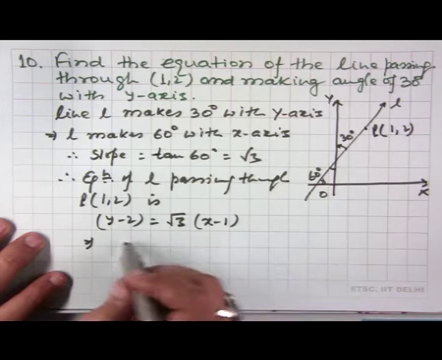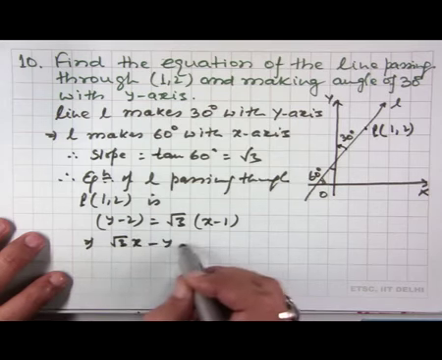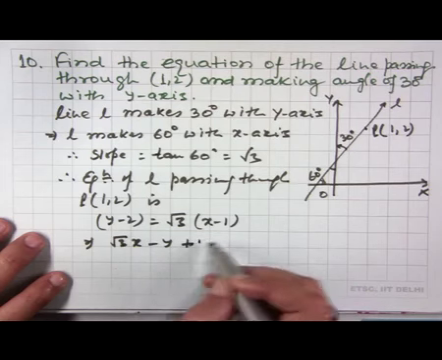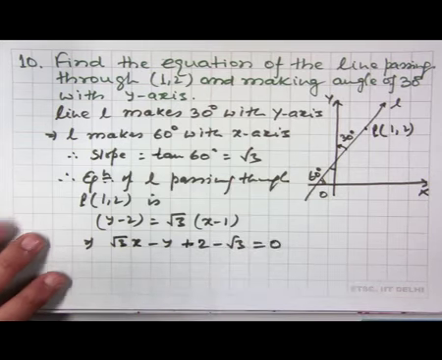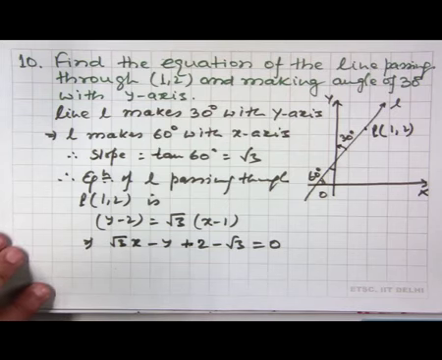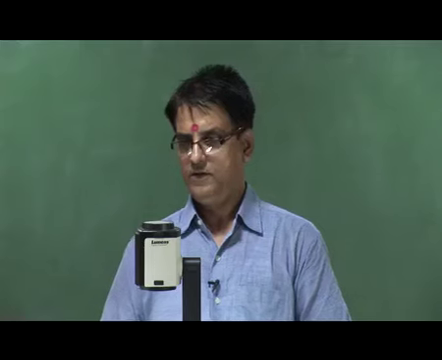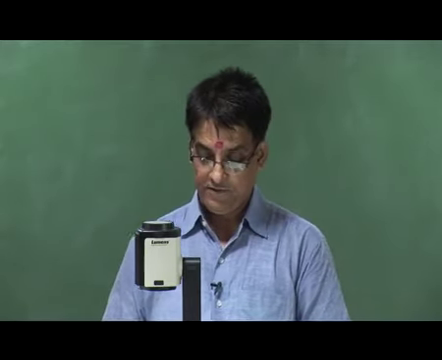So, this implies root 3 x minus y plus 1 plus 2 minus root 3 equal to 0. So, root 3 x minus y plus 2 minus root 3 equal to 0. Here 2 minus root 3 is the value of C. So, this is the equation of line for the given formation.